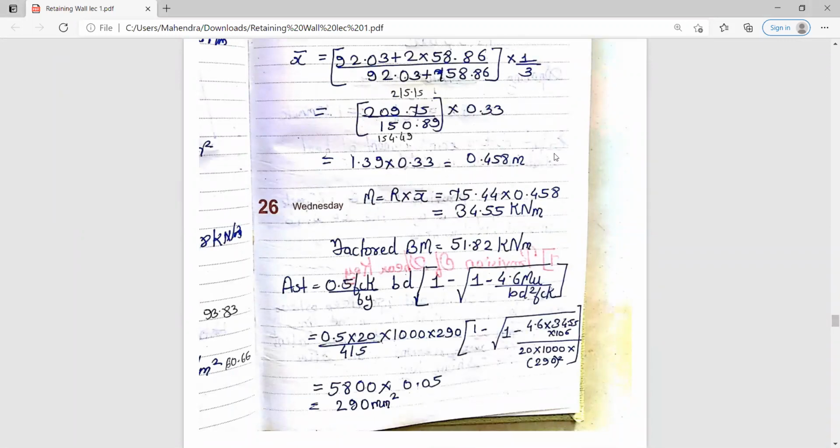And after calculation of factored bending moment, again you need to calculate the AST. To calculate AST, again you are going to use the IS formula, 0.5 FCK by Fy, B into D, 1 minus under root of 1 minus 4.6 Mu upon B D square FCK. See what value of AST you get. Here I had got the value of the AST as 290 mm square. So calculate up till AST.